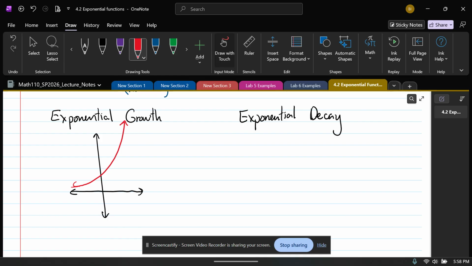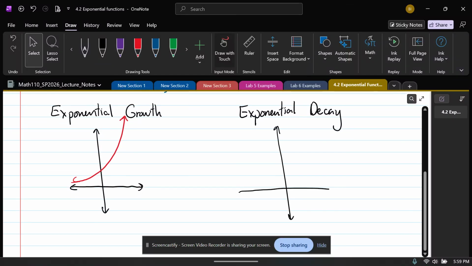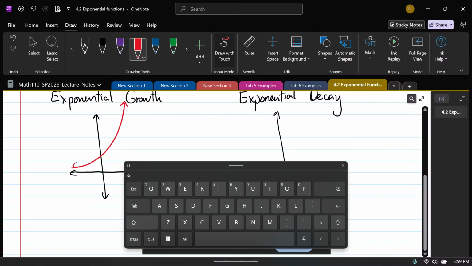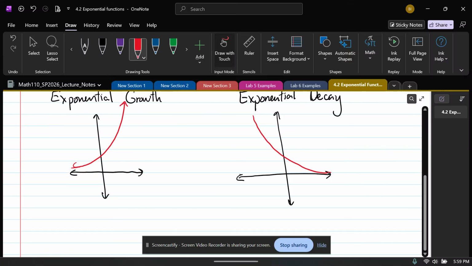A really common example for exponential growth is a savings account at the bank. The formula they use to give you interest in that or any interest bearing account is exponential growth. That is a common example. Exponential decay goes in the other direction. It goes down and to the right quickly.